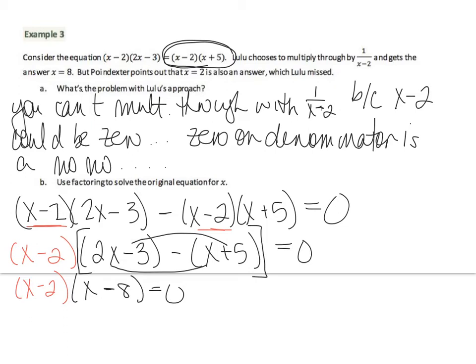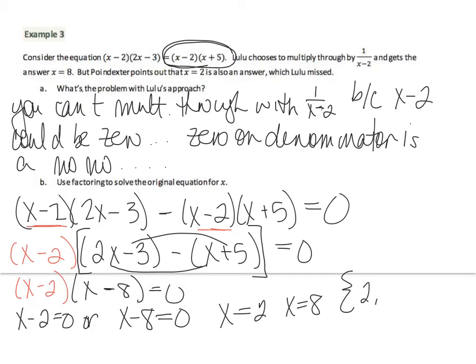So now I can do my OR statement. Now I have x minus 2 equals 0, or x minus 8 equals 0. That gives me x equals 2, x equals 8, and my solution set is given. And look, 2 is in fact one of the solutions.